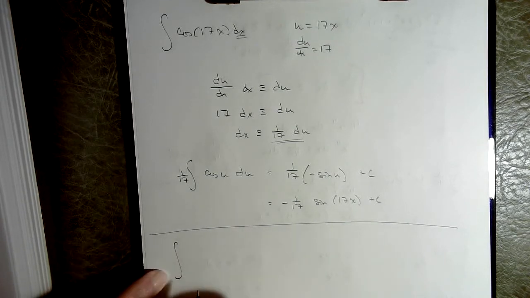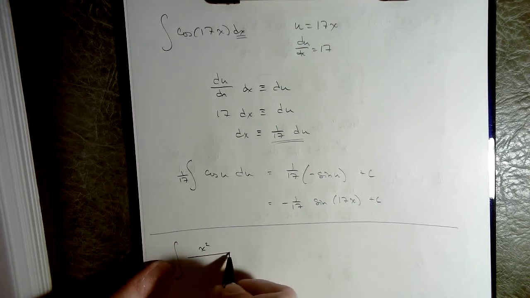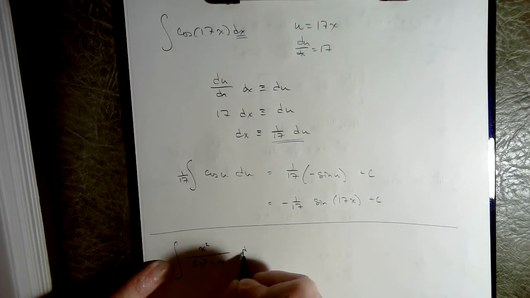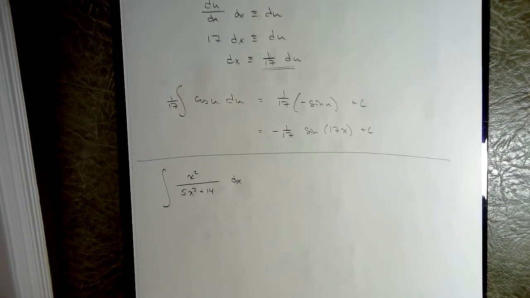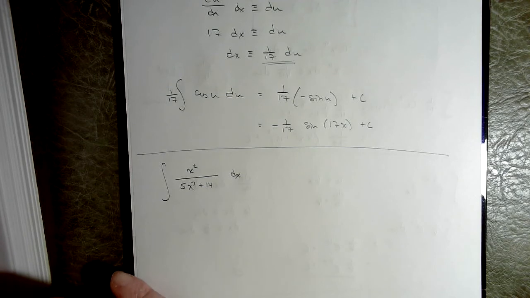All right, let's do this. Let's do 1 over, we'll pick on x squared again, and we'll do 5x cubed plus 14 dx. I can make up higher powers, but why? We're looking at the structure.